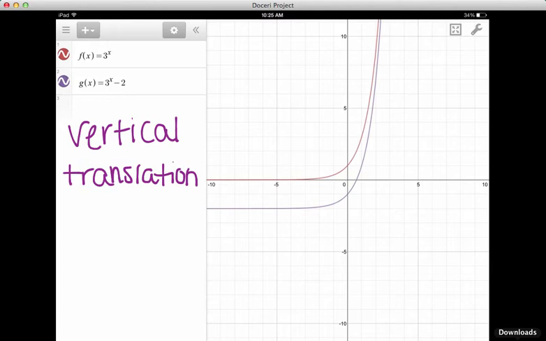The exponential function in purple is shifted 2 units down from the function in red because the constant 2 is being subtracted from the original function f of x. If we were to add the constant 2 to the original function f of x, the graph of the new function would shift up 2 units from the original graph.